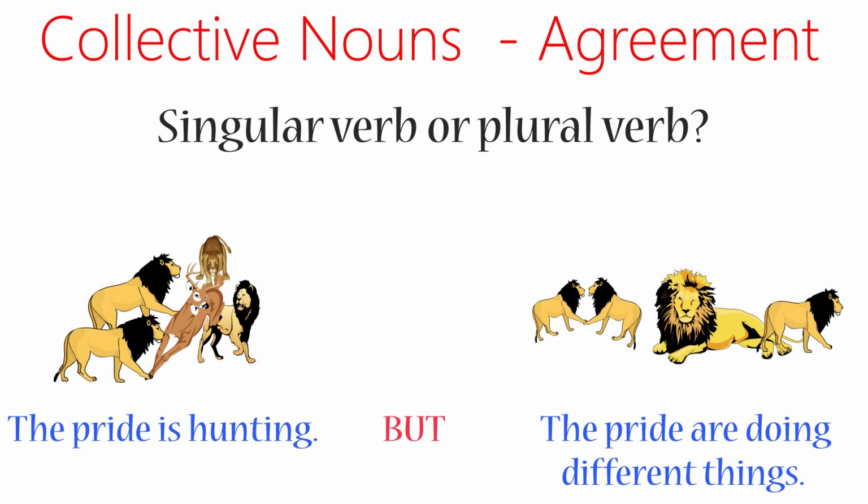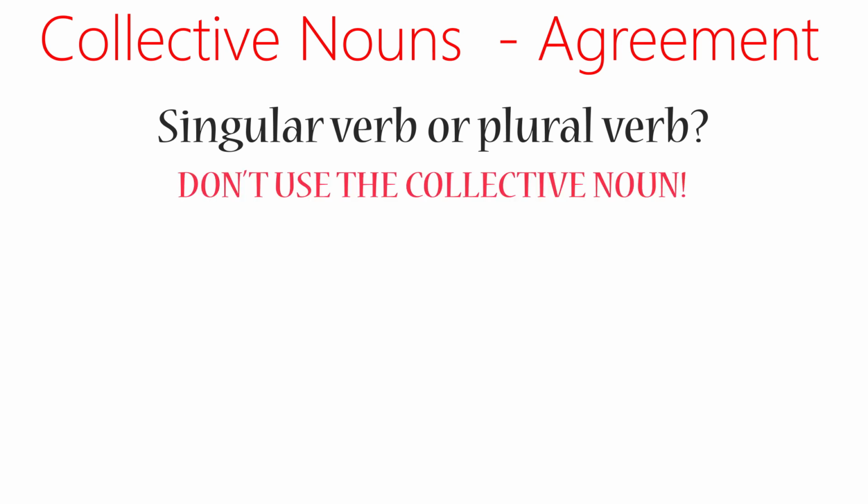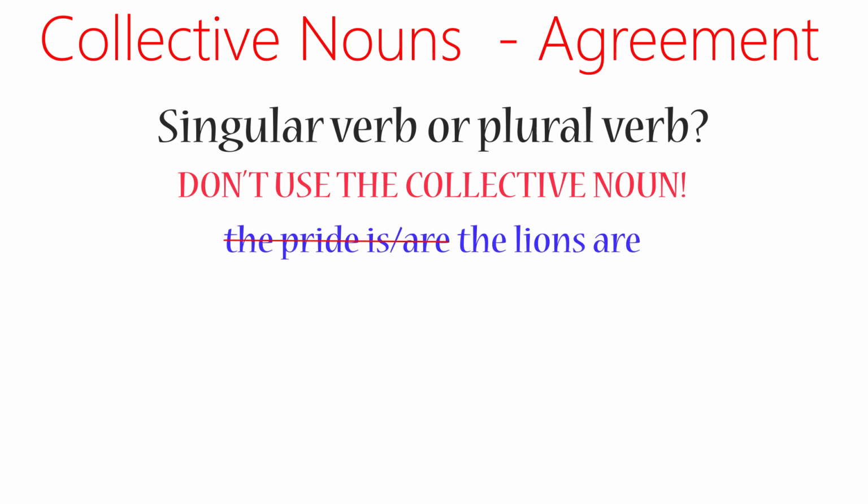I hope I was able to explain it well. But it's really not always easy like this. When you really don't know what verb to use and you don't want to make an error, then you have another option too. And that is, don't use the collective noun. Instead of saying the pride, say the lions. The lions are hunting. The lions are doing different things.